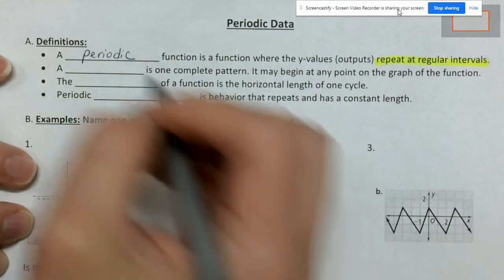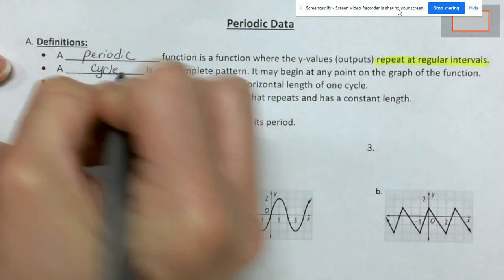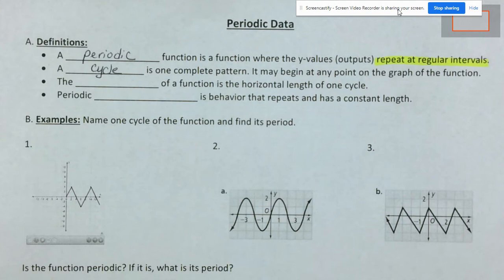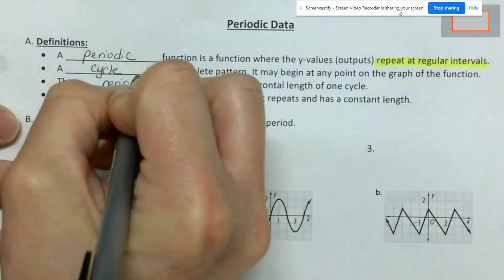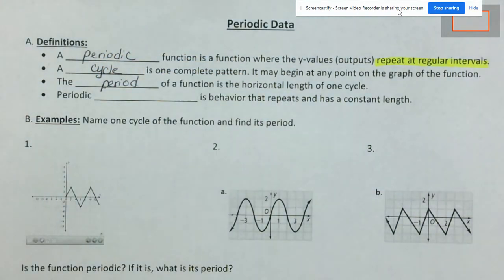The next definition is for a cycle. A cycle is one complete pattern. It can begin at any point on the graph of the function, but as long as it repeats its pattern, then that's what we consider a cycle. The third definition is for the period of a function. The period of a function is the horizontal length of one cycle. And we're going to talk about that down here.